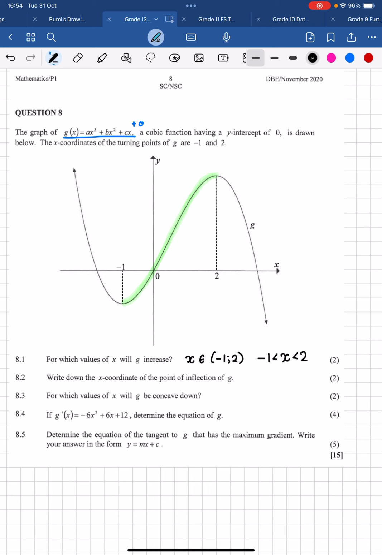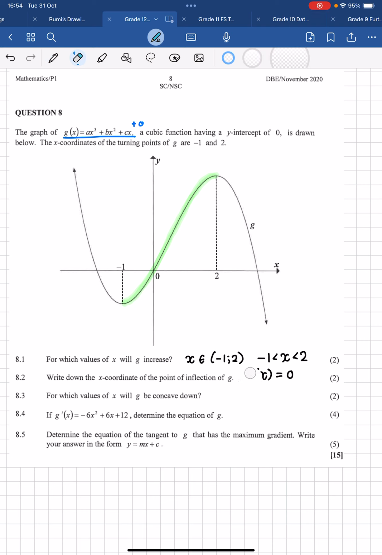All right, let's look at the next one. 8.2. Write down the x coordinate of the point of inflection of g. Now, guys, usually if you have the equation, right? Hello, Jade. Is this my Jade? Now, usually, if you have the equation of the graph, it's actually g, sorry. You would make the second derivative of the function equal to 0, and that will give you the x coordinate. But in this case, they haven't given us the equation.